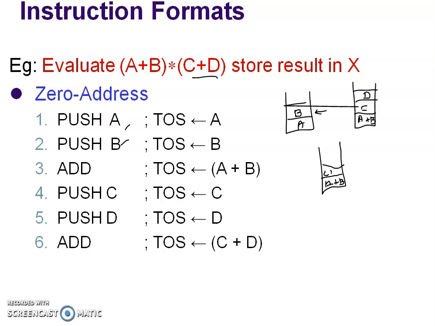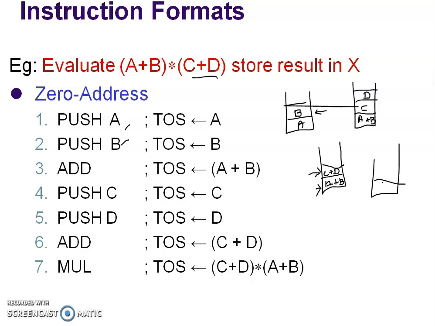So the current top of stack will be loaded with the result C plus D, and the next instruction given is mul, which means that the current top of stack is the result C plus D, and top of stack minus 1 is pointing to A plus B. The two things get multiplied and the result will be the final result of this equation, which will be stored here. So this is the way we will be writing the instructions for the zero address instruction.